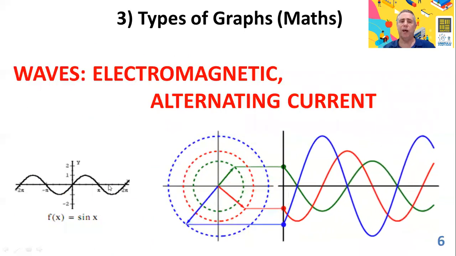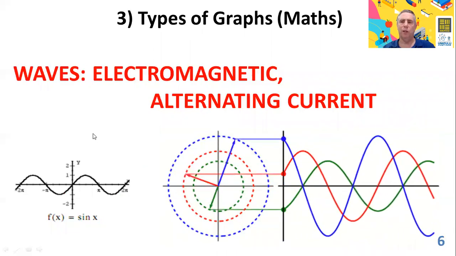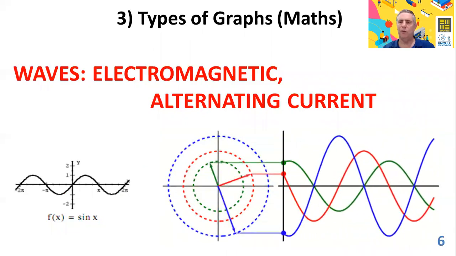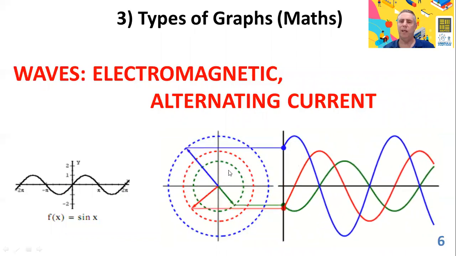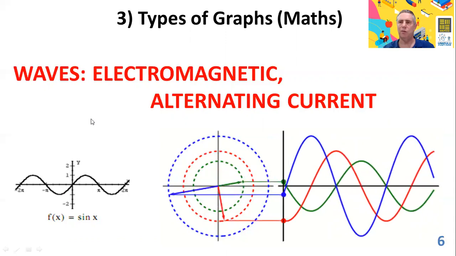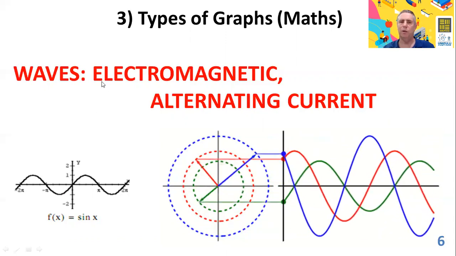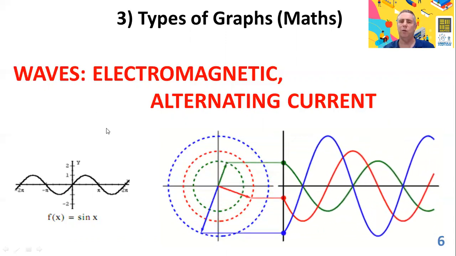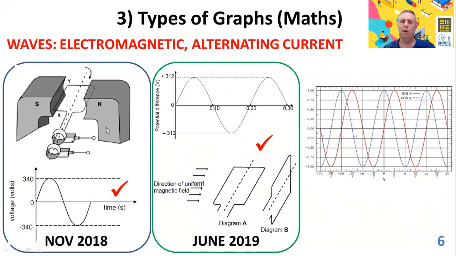Don't neglect the sine graph or think it's only for trigonometry. The sine graph is extremely important in science. Anything that is rotating, anything that travels in waves can be described by a sine graph. So your electromagnetic waves or your alternating current. Now, once again, if you go to page 48 at the back of your books, you will see the November 2018 paper and June 2019, both of them contained a sine graph of voltage versus time to show alternating current.